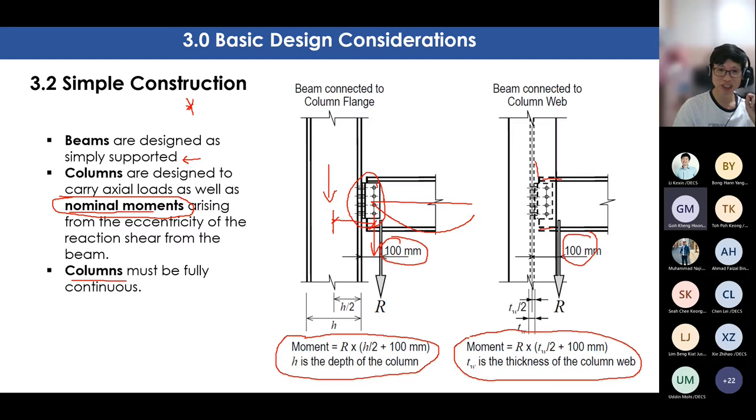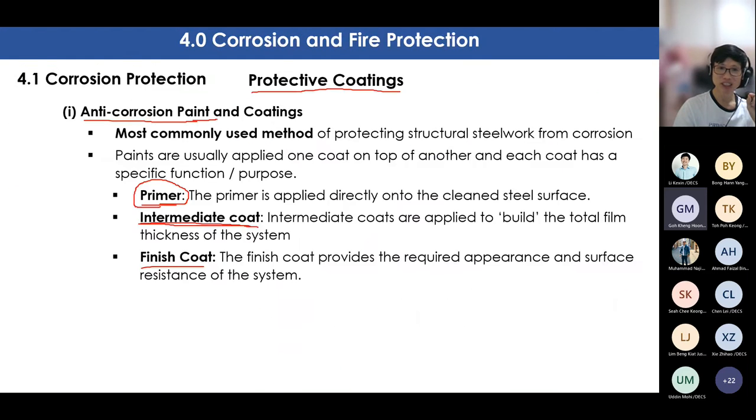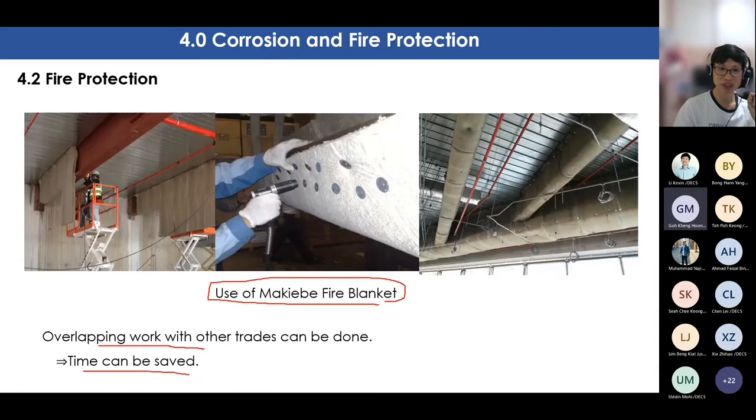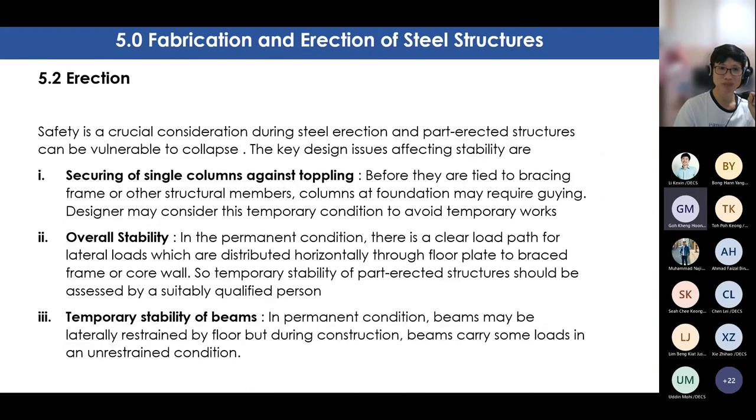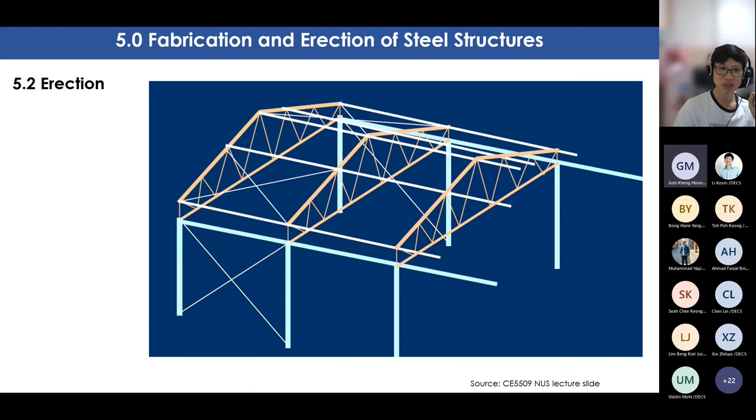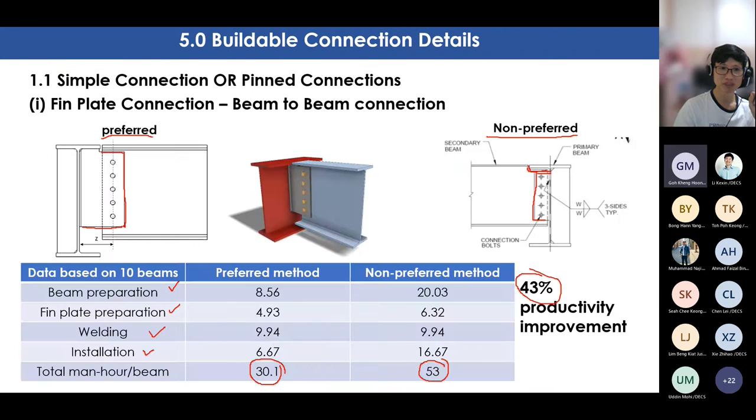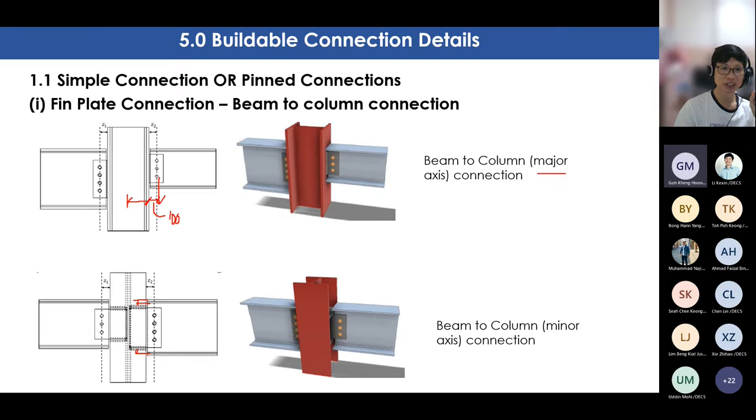But if you look at our PDF connection just now, they are not in that configuration. So meaning you cannot use 100 anymore. The assumption is different. This one never goes into the web, near to the web, so this dimension cannot be 100. It will be more than 100, depending on the size of the column. So the designer has to modify it, just to highlight.